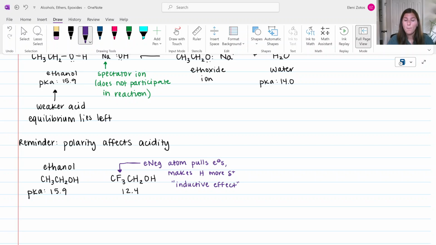A greater number of electronegative atoms in a molecule will have a stronger effect. And the closer the electronegative atom is to the acidic hydrogen, the stronger the effect as well.